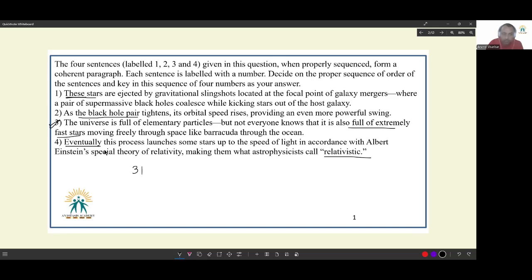So, 1 followed by a pair of supermassive black holes as the black hole pair tightens, followed by 2. And this is describing a process. 1, 2 is describing a process at the end of which eventually the process launches some stars up to the speed of light in accordance with whatever. The correct answer for this question will be 3, 1, 2, 4.